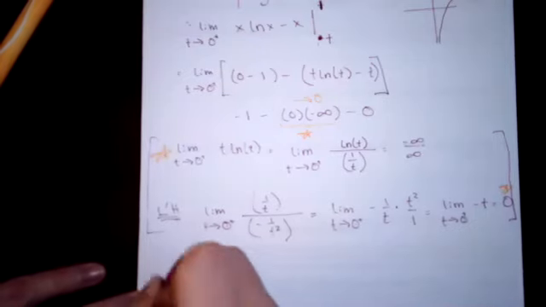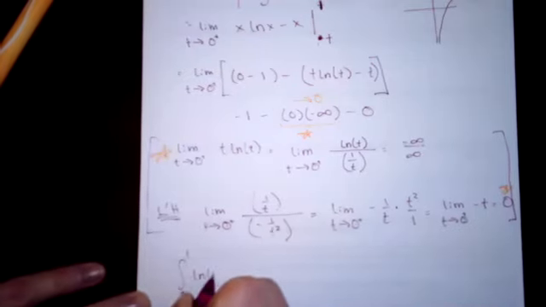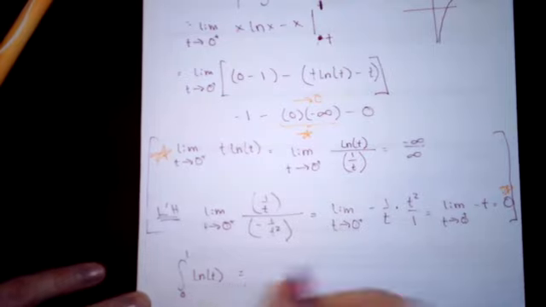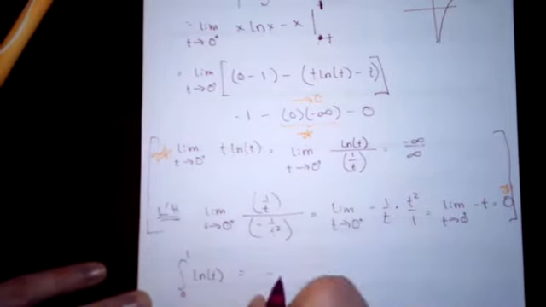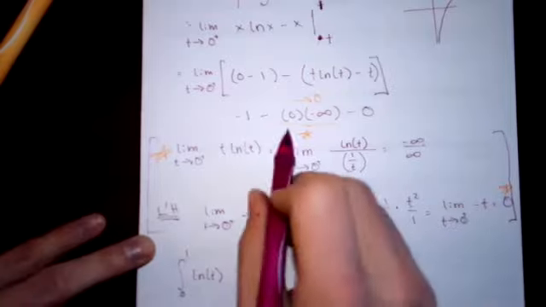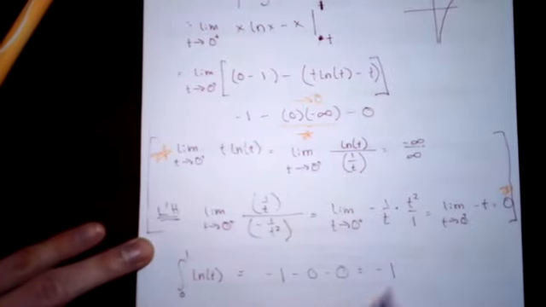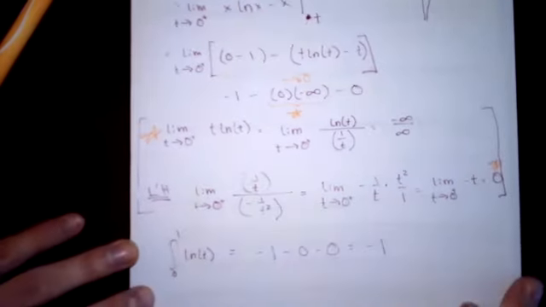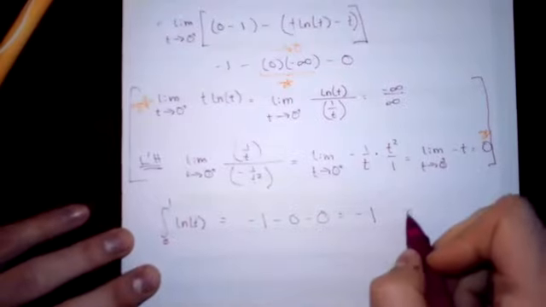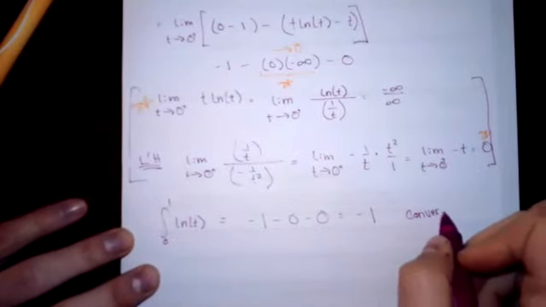And so what is our solution? We had a negative 1 minus 0 minus 0, which equals negative 1. So it converges.